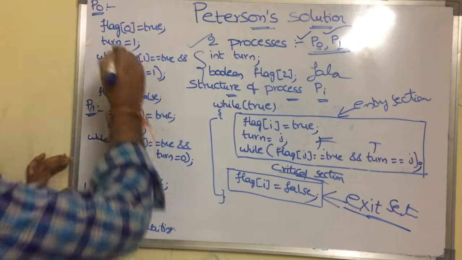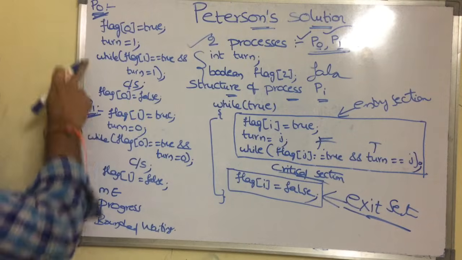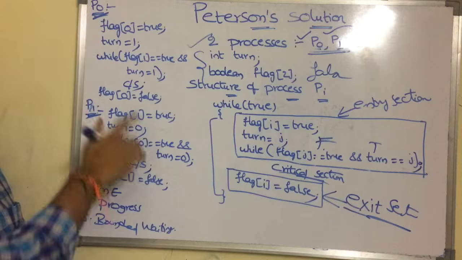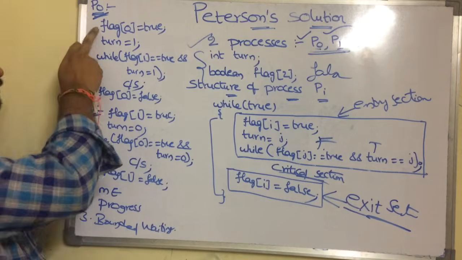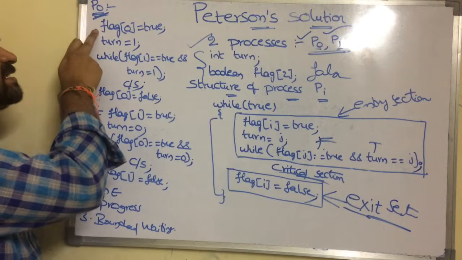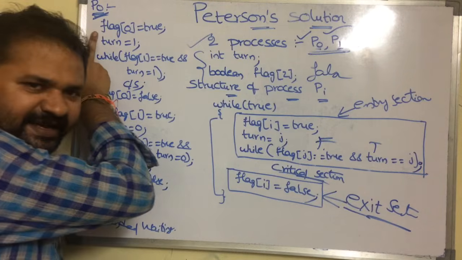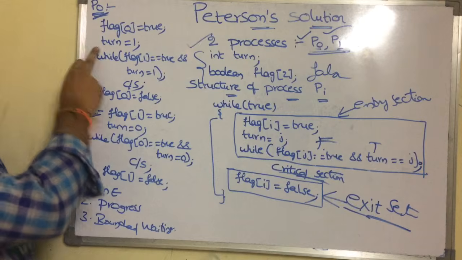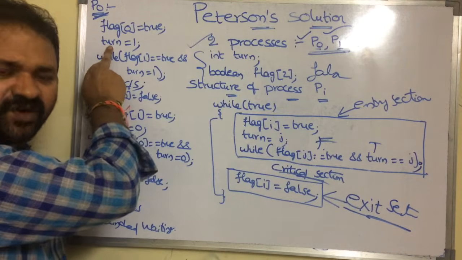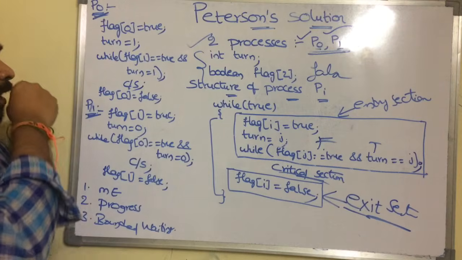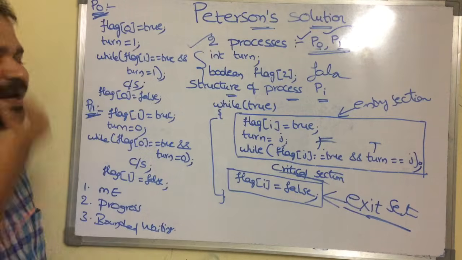So let us take the code for P0 and P1. Let us consider P0. So what is the first statement? Flag of 0 is equal to true. So it specifies that P0 is interested to enter into the critical section. Next, turn is equal to 1. So that means it is giving a chance for the other process, that is P1, to enter into the critical section.